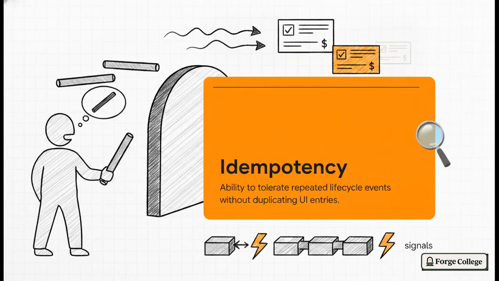And that brings us to a heavy engineering term, idempotency. For UI, it simply means your components must tolerate repeated lifecycle events without duplicating interface entries. If the blockchain network is lagging and it accidentally sends two submitted signals, your interface shouldn't draw two transaction receipts. If it does, the user's going to think they just paid twice and completely freak out. The UI has to be smart enough to say, I already have this baton, I definitely don't need a second one. It's all about designing a system that remains stable and accurate even when those network signals get messy.